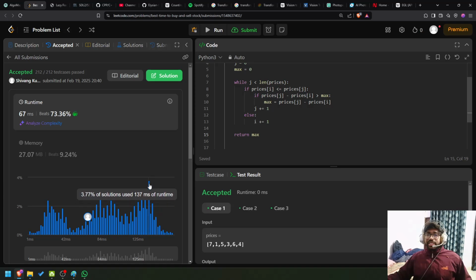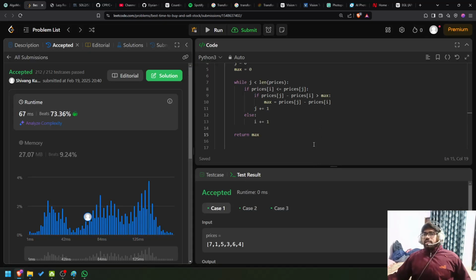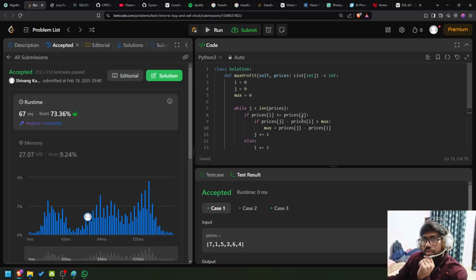Ooh, there are people with a better runtime. So this is an O of n solution. If I analyze the complexity, analyze complexity, dude. Show your magic. O of n, yes. It is an O of n solution. Though these variables, can I do something about it?